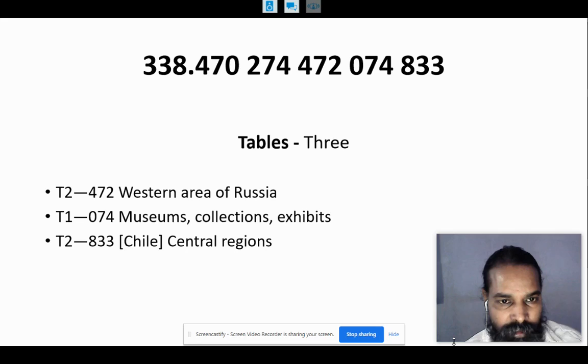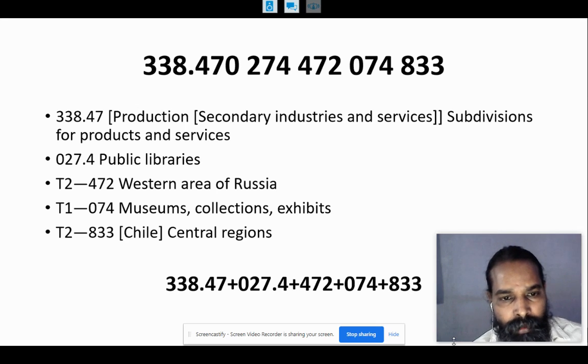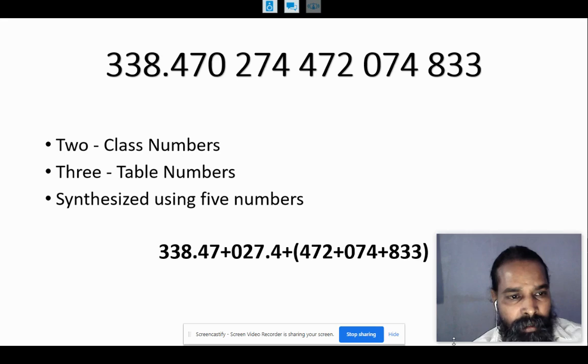So 833 represents that. So now in this we have two class numbers and three tables. Together, there are two class numbers and three table numbers. They are all synthesized together using five numbers. So the number is 338.47 plus 027.4 plus 472 plus 074 plus 833. So these all five combined give the number 338.470.